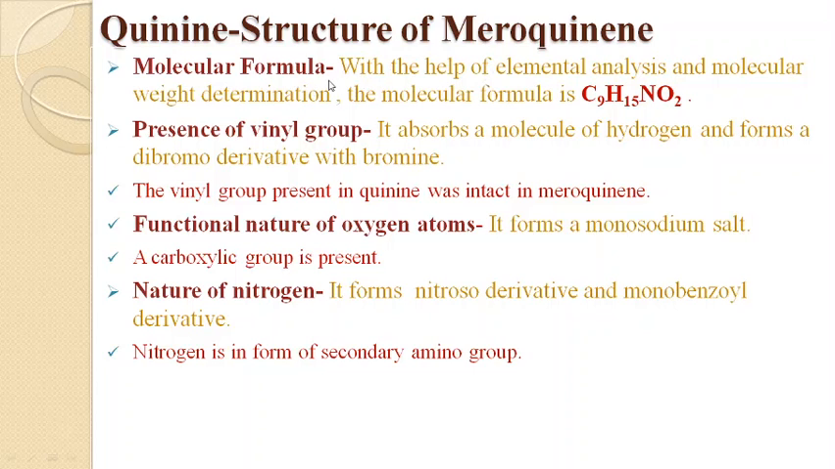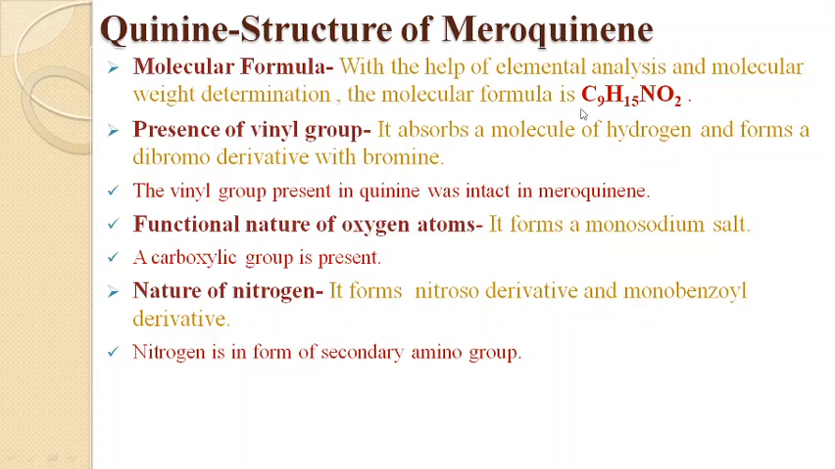First of all, the molecular formula. With the help of elemental analysis and molecular weight determination, the molecular formula comes out to be C9H15NO2. Second is the presence of vinyl group, which was already present in the basic structure of quinine. It absorbs a molecule of hydrogen and forms a dibromo derivative with bromine, which means the conclusion is that the vinyl group present in quinine was intact in meroquinine.